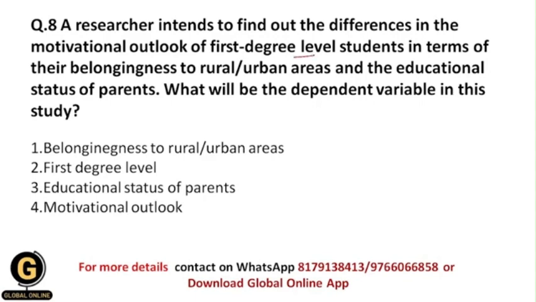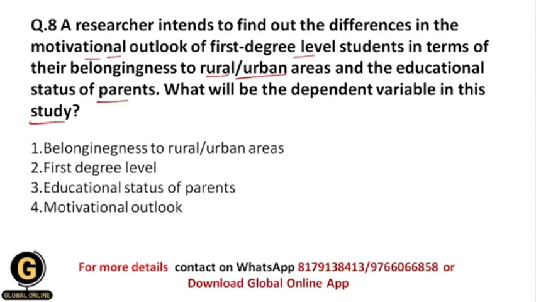A researcher intends to find out the differences in the motivational outcome or outlook of first degree level students in terms of their belongingness to rural or urban areas and the educational status of parents. What will be the dependent variable in this study? Here the researcher intends to find out the differences in the motivational outlook of first degree level students based on their belongingness to either rural or urban areas and based on the educational status of their parents.